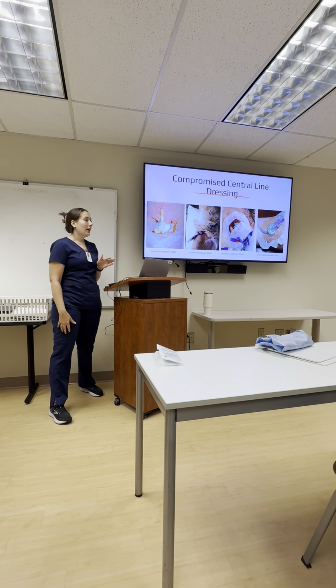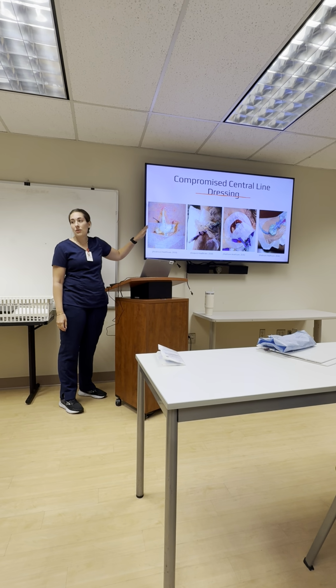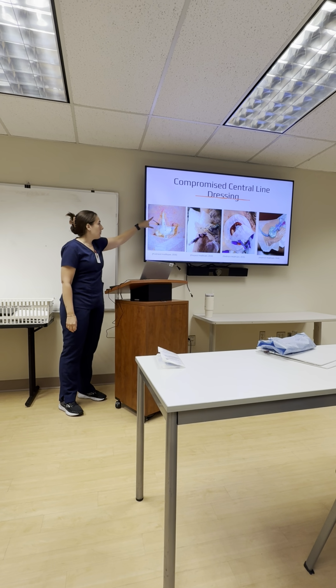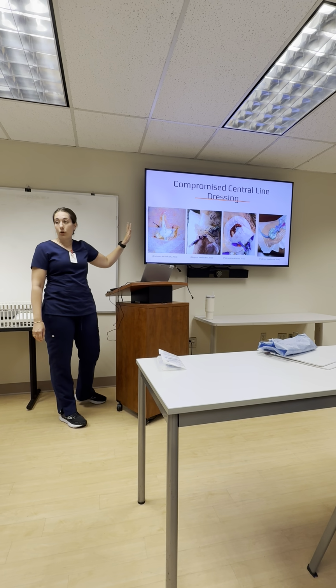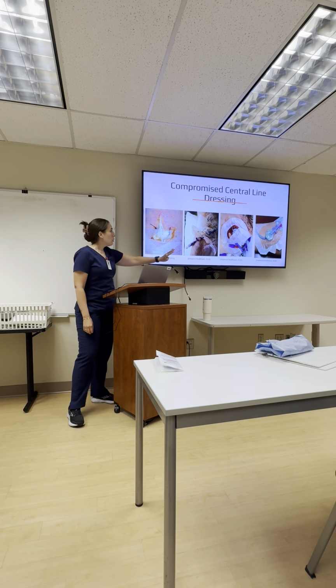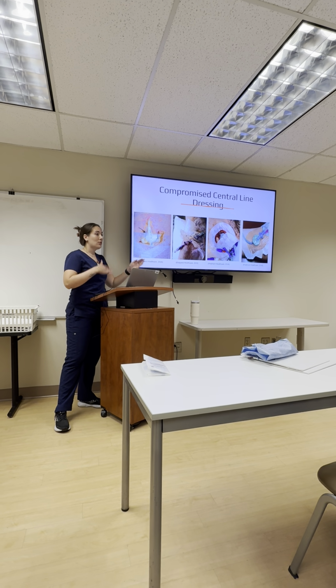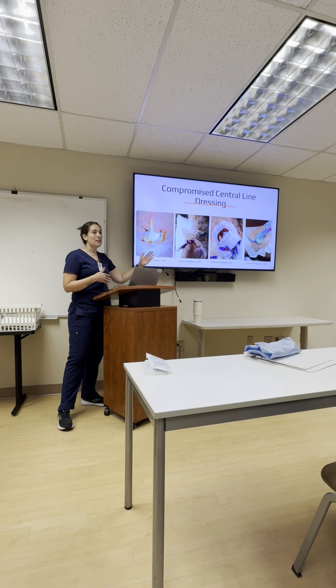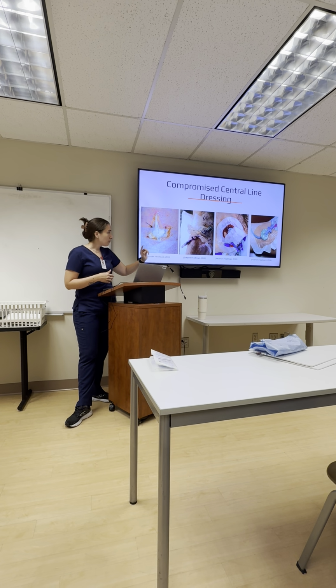So here are some central lines that are compromised. This one doesn't have the CHG square that we like to see, and there's also some kind of discharge and redness that doesn't look great. We would want to inform our provider about that. You have another dressing that has a lot of tape on it. It looks like people were trying to secure the dressing more instead of changing it, and that's a compromised dressing. So if you ever see that, you want to change it immediately.